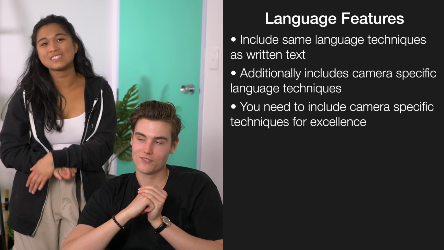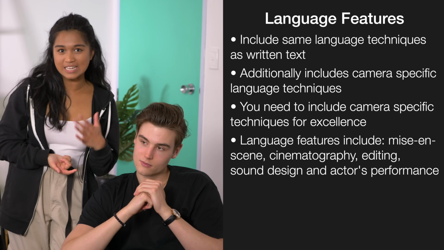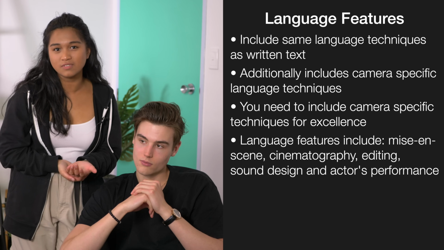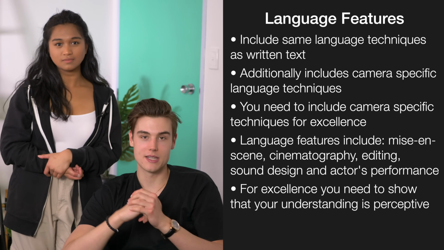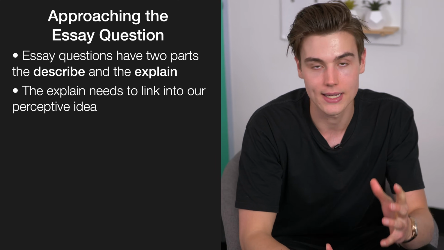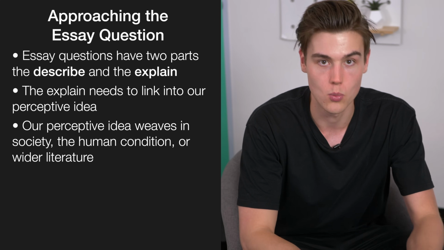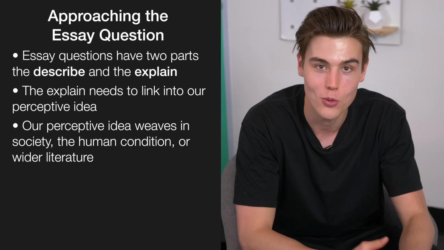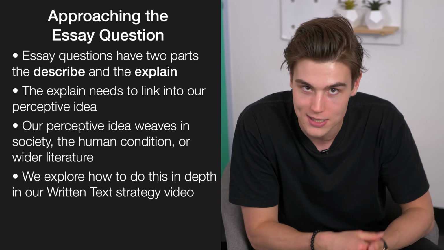On top of mise-en-scène and cinematography, other language features could include the editing, the design, the sound, and the performance of the actors. In order to get excellence, you need to show that your understanding of all of this is perceptive. So let's get into how to do that. Just like in written text, level 1 visual text questions split into two parts: the describe and the explain. And the explain needs to link in with our perceptive idea, or our idea about society, the human condition, wider literature. We also need to show appreciation for all of this and link it with our thesis. If you want more on how to do that, please check out our written text one.